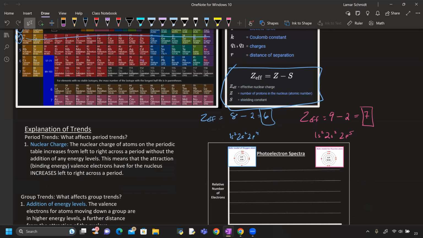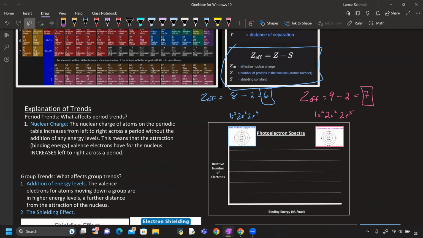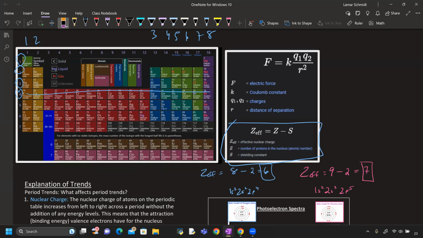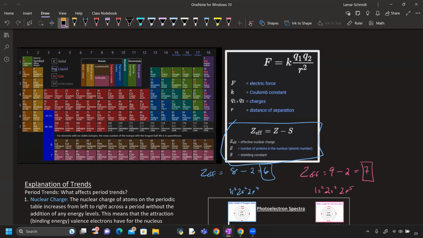One of the things we are looking at when we are considering nuclear charge is the attraction valence electrons have for the nucleus, and in order to determine the attraction, we look at binding energy from the photoelectron spectrum of a particular atom. Here I just want to compare oxygen and fluorine. If I remove all of my markings here, you will notice that oxygen and fluorine are in the same period. Here they are right here, side by side.